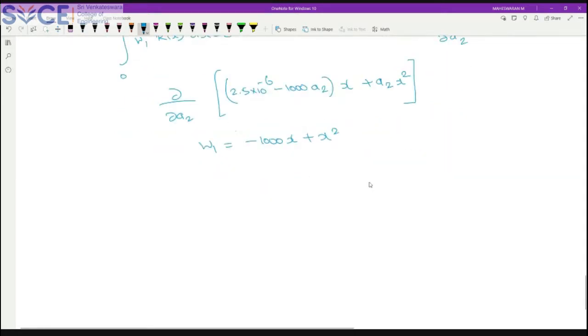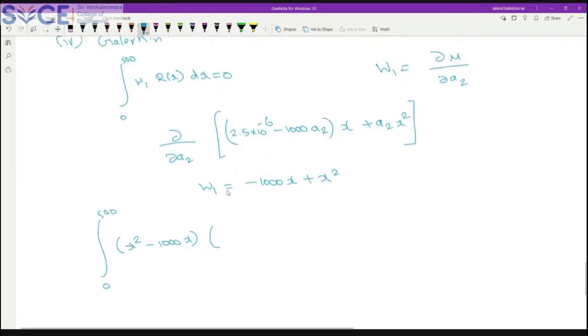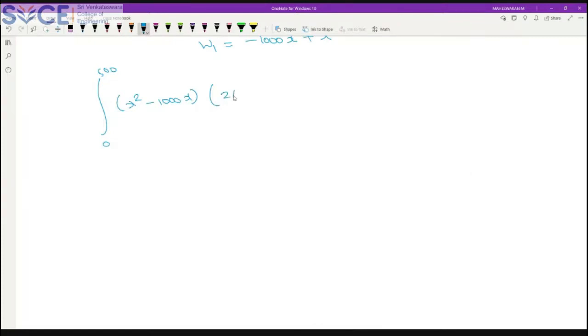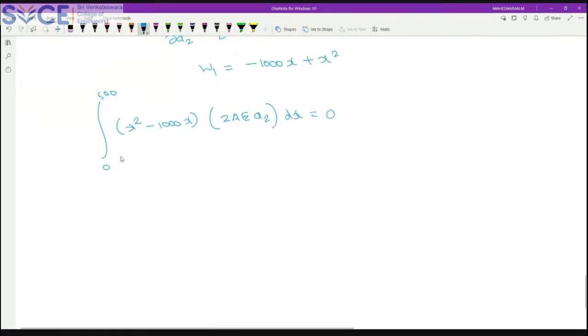Okay. So now what I do, I will be partially integrating this from 0 to 500. My W1, I will enter it here: X square minus 1000 X. R of X is the same. So what is my R of X? 2AE A2. So 2AE A2 dx is equal to 0. Now this 2AE A2 is a common term, right? So I have no need to multiply. I will directly integrate it.